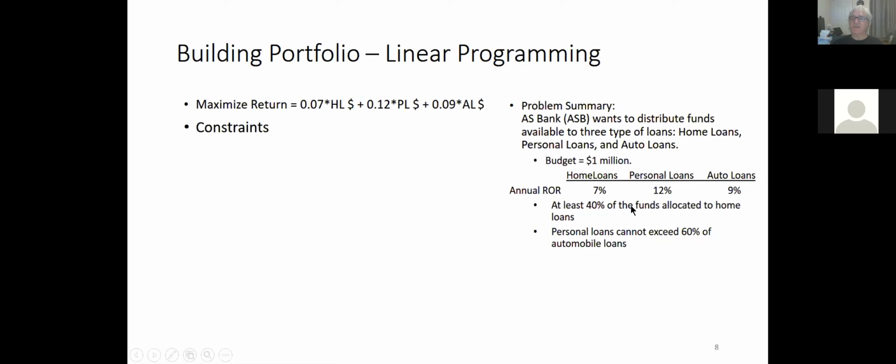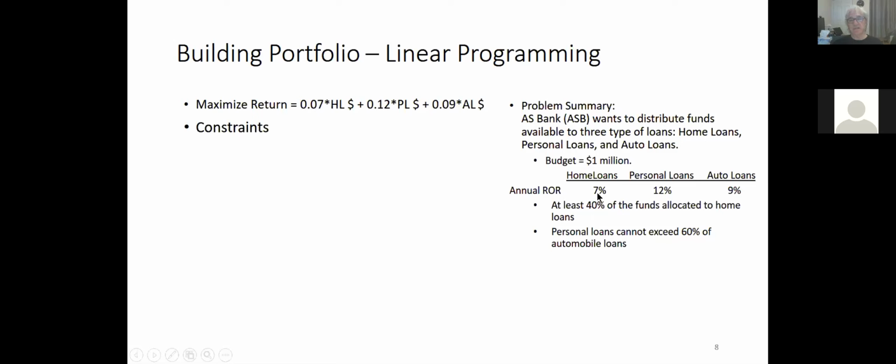At least 40% of the funds should be allocated to home loans. Home loans are the lowest rate of return. Why at least 40%? If you don't put it, chances are that this will not get even $1 single. The bank doesn't want that. Secondly, when the rate of return is low, so is the risk. The risk goes with return. For example, home loans probably have the highest risk. So they want to protect this, to safeguard from losses. They put a minimum allowed amount required in home loans.